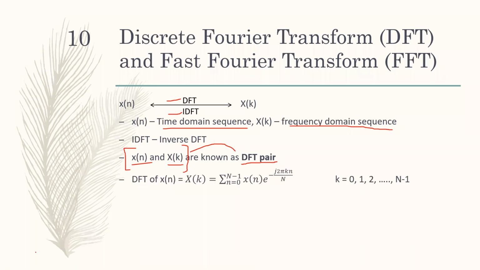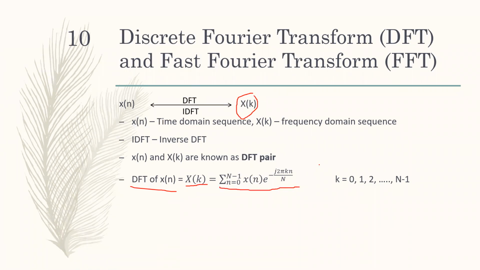Now, what is the equation for DFT of a signal? Here, this is the DFT of x of n, which is represented as X of k, and is given by this equation: summation of n equal to 0 to N minus 1, x of n e raised to minus j 2 pi k n by capital N, where k is in the range of 0 to N minus 1.